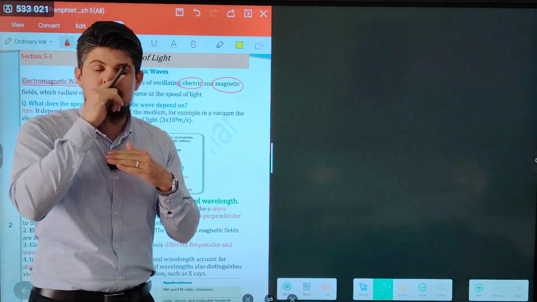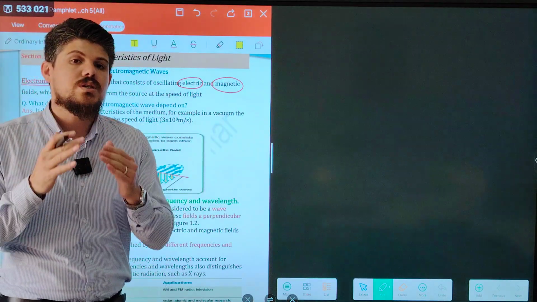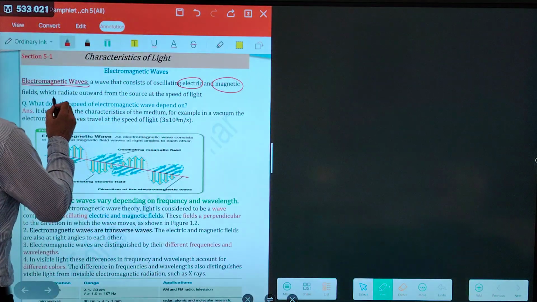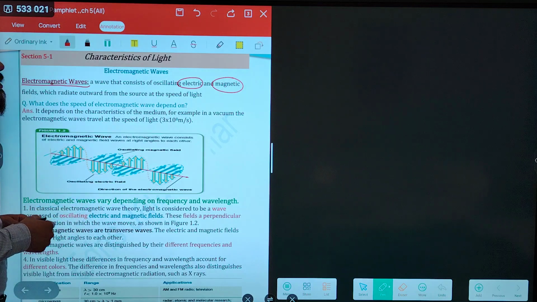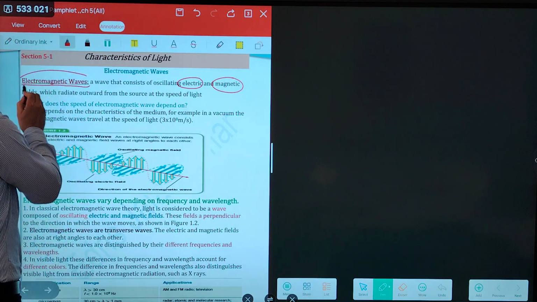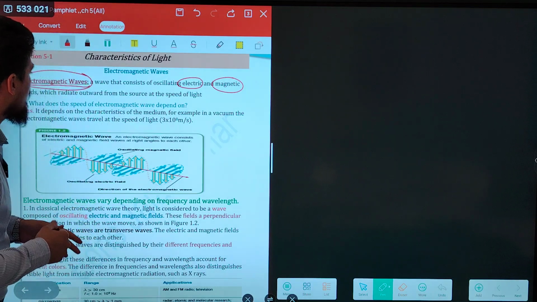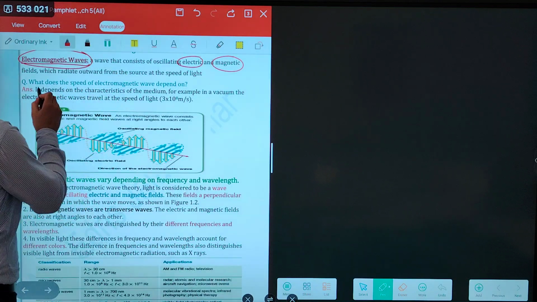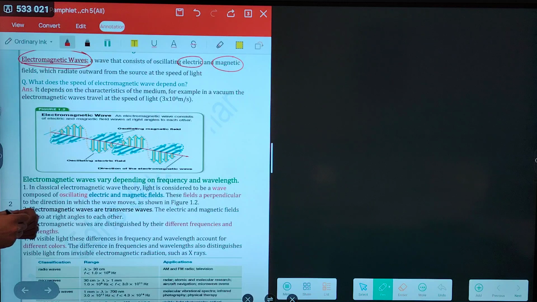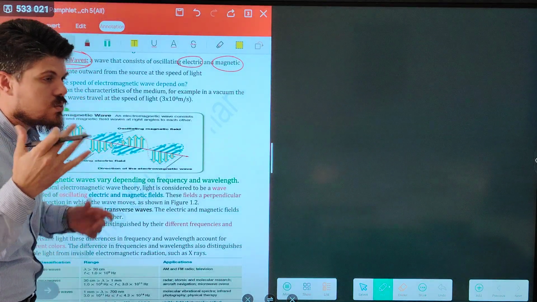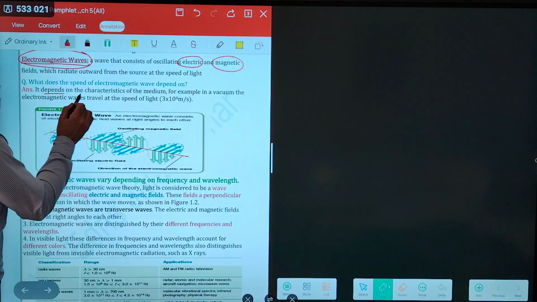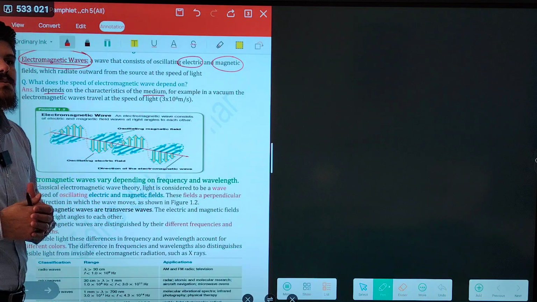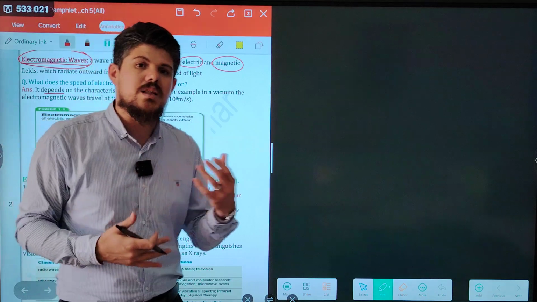These two fields must be perpendicular to each other when they emit from the source, and they radiate out from the source at the speed of light. All types of electromagnetic wave have the same speed in a given medium, equal to the speed of light. What does the speed of an electromagnetic wave depend on? It depends on the characteristics of the medium. For example, in a vacuum, the speed of the wave is faster than in other media.